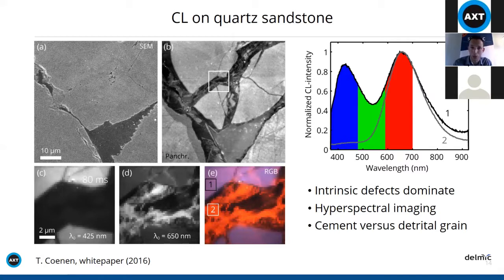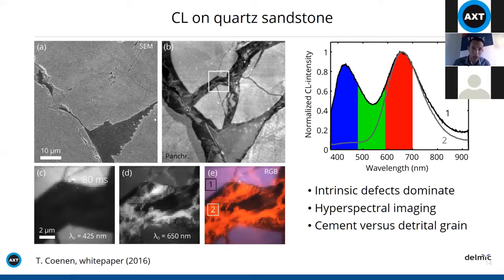And this is also clear in the spectrum, where these numbers here indicate different positions, and these are the corresponding spectra. At position 2, there's a very strong emission in the red, and this is really characteristic for low quality quartz cement. It's well known that this has this type of color. This is also a well-known defect inside of quartz. And the higher quality grain has a strong blue component, which is not present in this cement, and which makes it easy to distinguish.